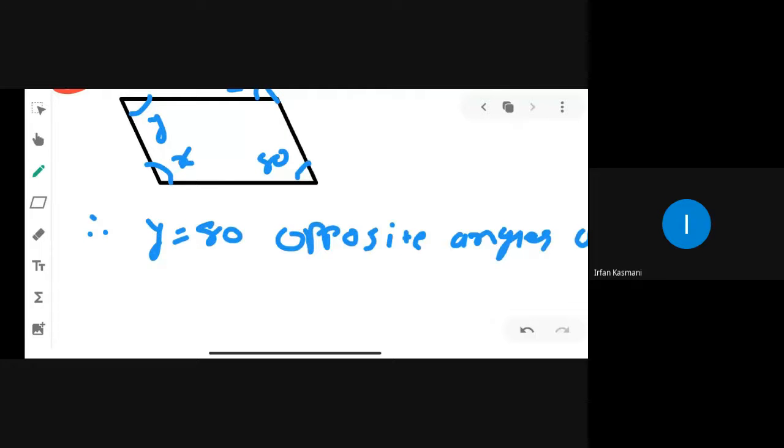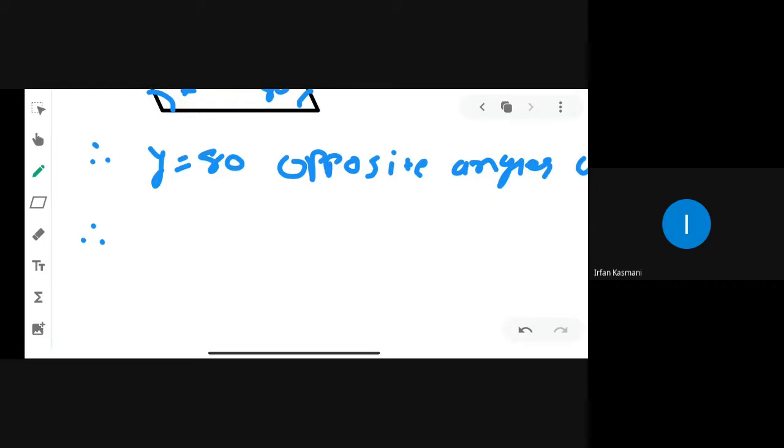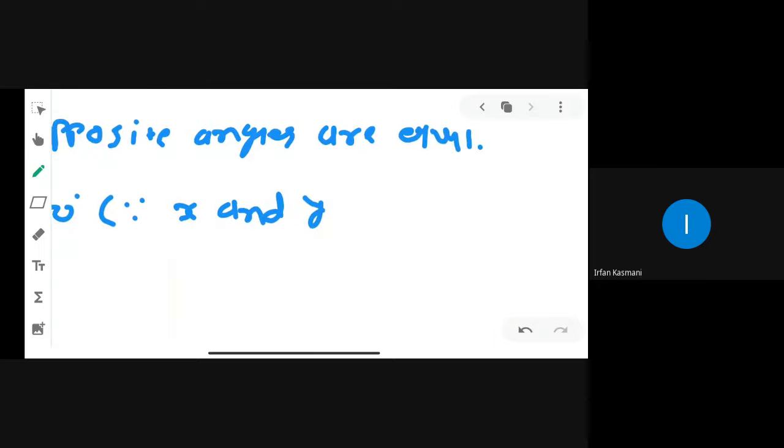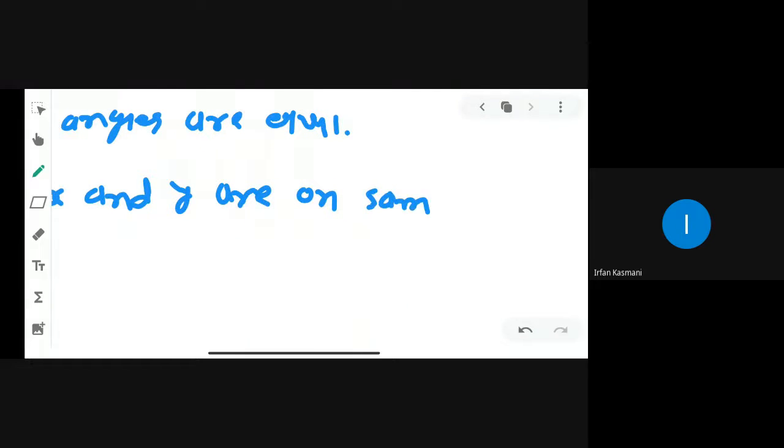Okay. Now you can see x and y. These two angles are angles on the same transversal. So it means these two angles are supplementary angles. And if it is supplementary angle, we can say that x plus y is equal to 180 degrees because x and y are on the same line and same transversal.